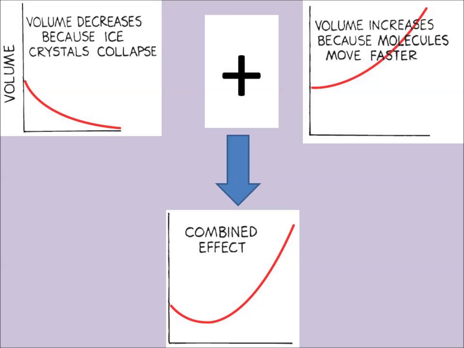concept in this chapter. So when you have cooling, the volume decreases because ice crystals collapse. I'll explain that a little bit more a little bit later. And volume increases because molecules move faster. So those two things together combine to form that characteristic shape of water relative to volume compared to temperature.